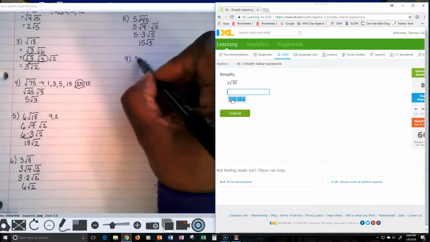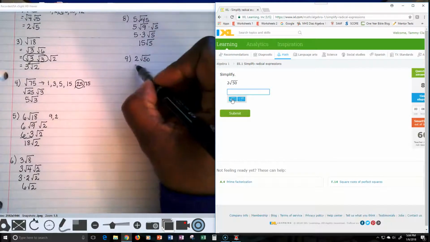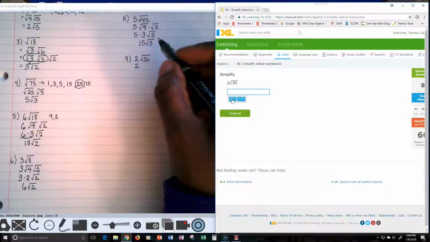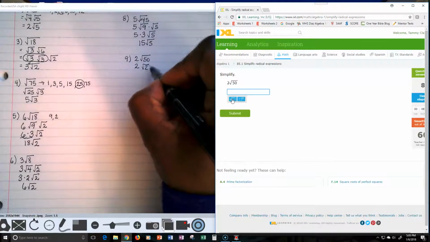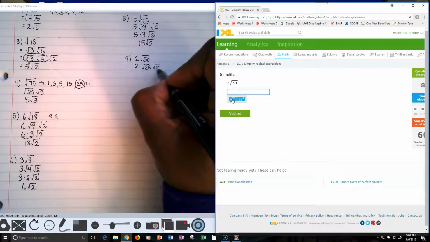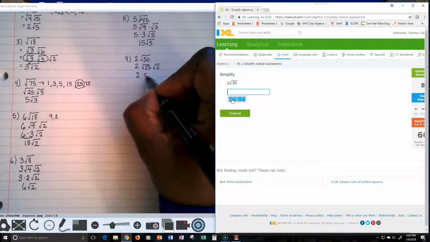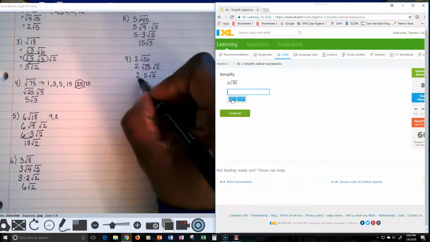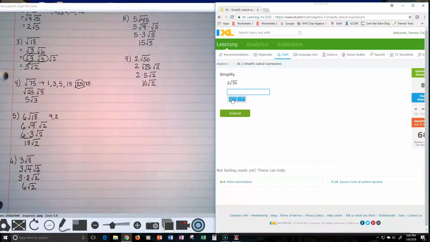Number 9 is 2 times the square root of 50. Well, I know 25 times 2 is 50, because if I have 2 quarters, that's 50 cents, so 25 times root 2. Well, 2 times the square root of 25. Well, the square root of 25 is 5 times root 2. So this is 2 times 5, which is 10, times root 2.